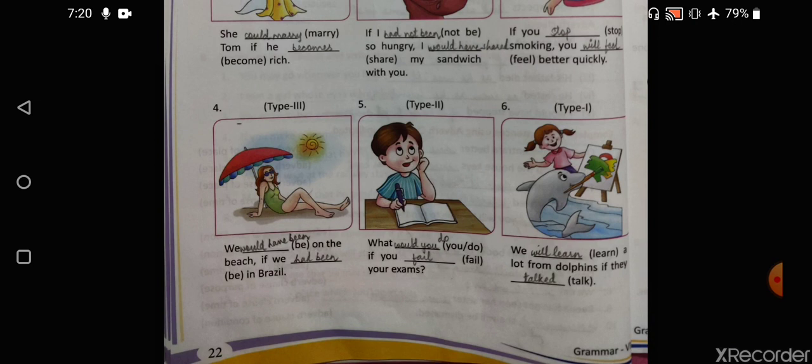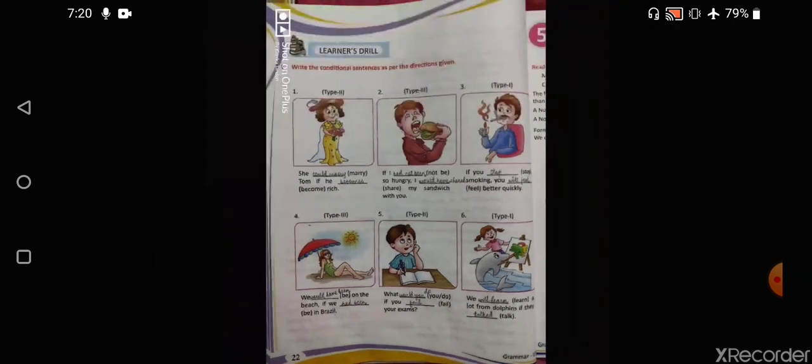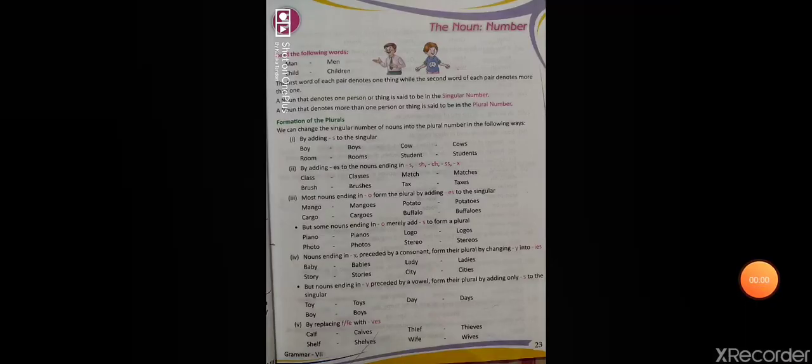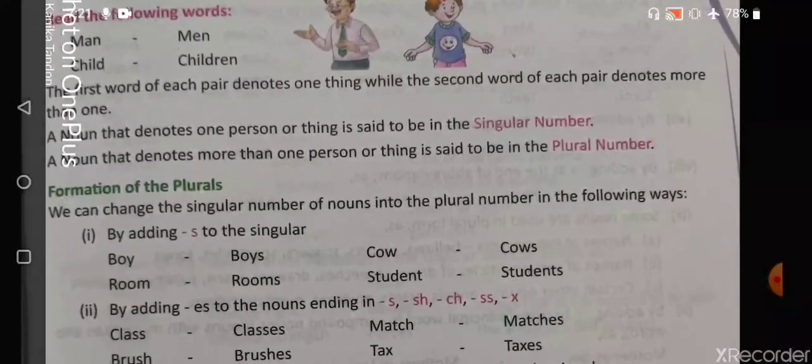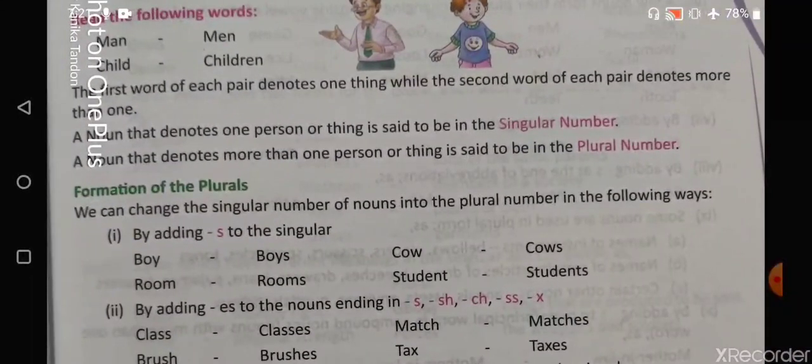Let's come on to the next chapter, which is chapter number 5, the noun number. Okay, so this chapter is basically about the number of nouns. The number is divided into two types. First is singular noun, and another one is plural noun.